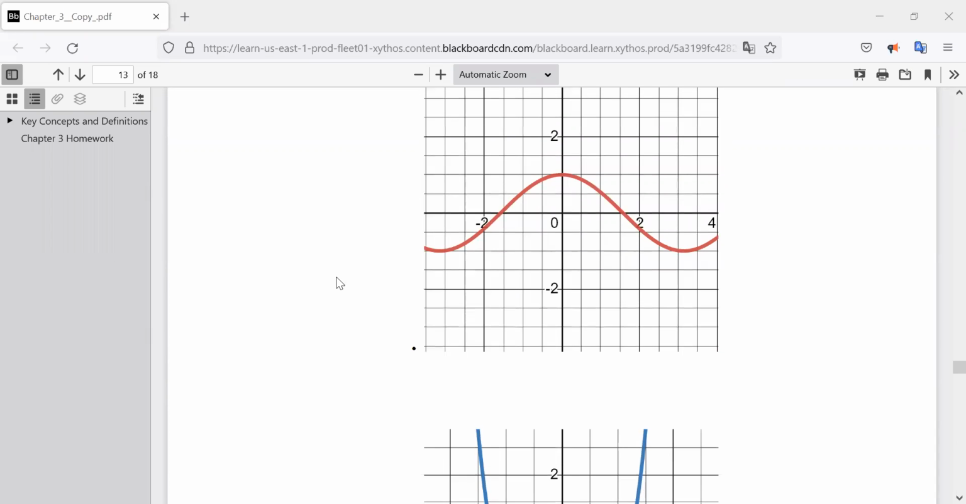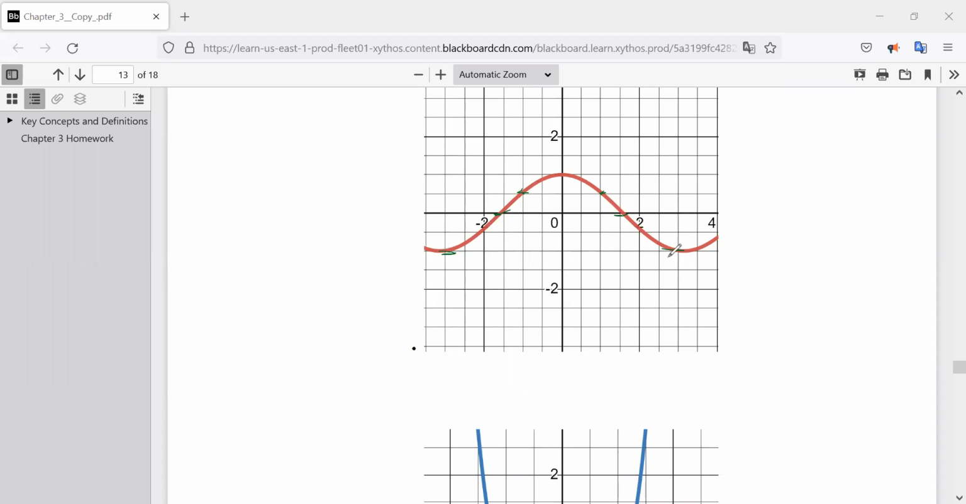But what about this one? Is this odd or even or neither? Would it be neither? Well, not neither. Yeah, it's going to be even, right? Because if I go here, it corresponds to this. If I go here, it corresponds to this. If I go here, it corresponds to this.